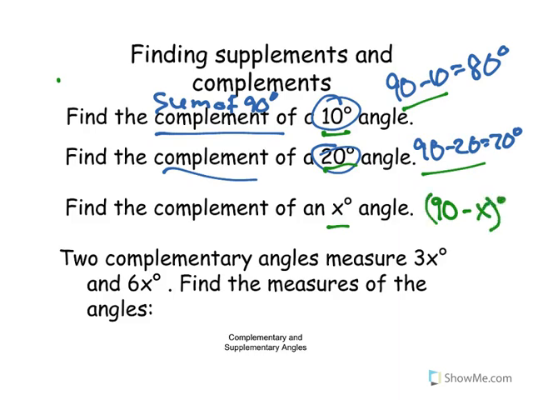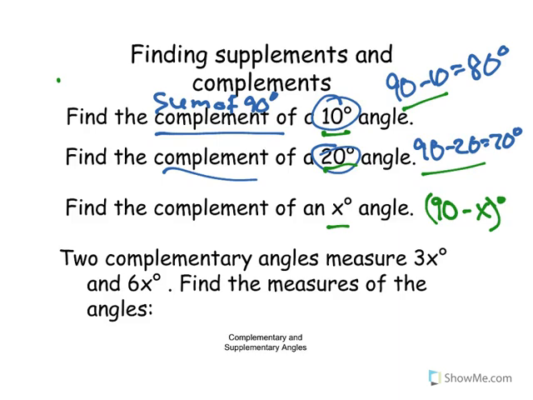And let's think about why this works. Well, if x was 10, 90 minus 10 would give 80. If x was 5, 90 minus 5 would give 85. It's always going to give us the correct complement because we know in order to find the complement, you subtract the angle you have from 90.